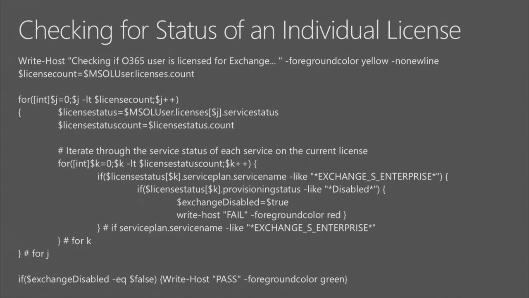And then what I do is just a comparison. If the service name of the current service plan on the current service for the user is like Exchange S Enterprise, which is what they're always like, then I go into if the provisioning status is like disabled, boom, Exchange is disabled true, and in my script I write to host fail because I want that on-screen logging. I took it out so that the text would get bigger for you, but I also set a variable that I can then go and report on. And then I close out my if statement, my for, and my for.